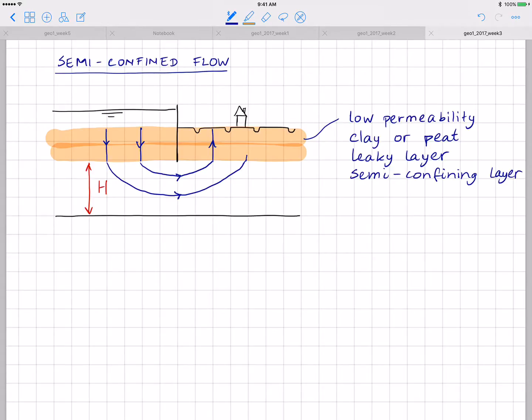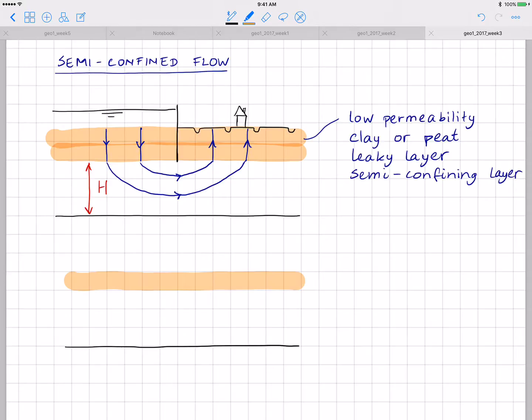Now this is only one situation you could have for semi-confined flow. We're going to derive general equations for the flow in the aquifer below the leaky layer. The first step in that is to try to derive an equation for flow through the leaky layer. Let me redraw the semi-confined aquifer. We have an impermeable base. We have a leaky layer above it.